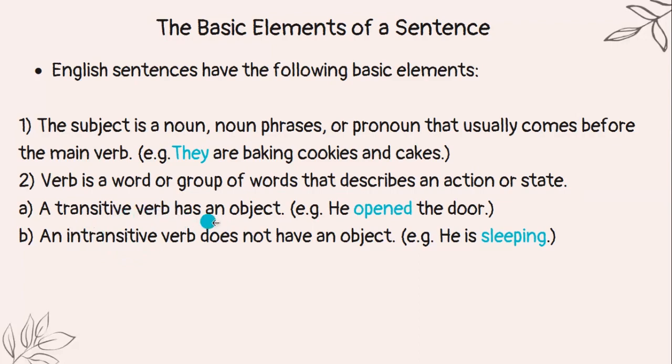A transitive verb has an object. For example, he opened the door.